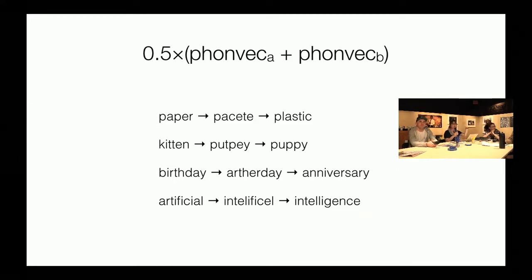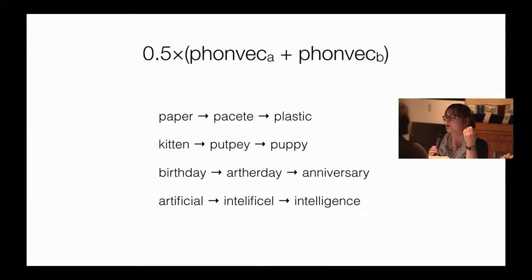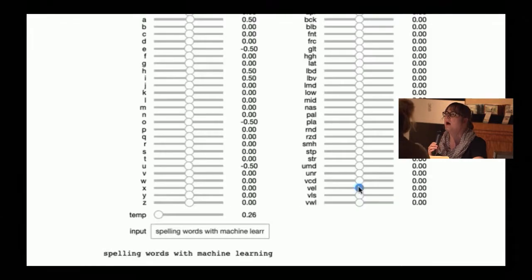If you find the underlying phonetic feature vector for two words, then you can average that and use that as a starting point for where the model will spell the word. So you can invent new words that are between two other words. Halfway between paper and plastic is pasit. Halfway between kitten and puppy is putpi. Halfway between birthday and anniversary is Arthur Day, and halfway between artificial and intelligence is intellifissile. These are new words that are invented by the model.